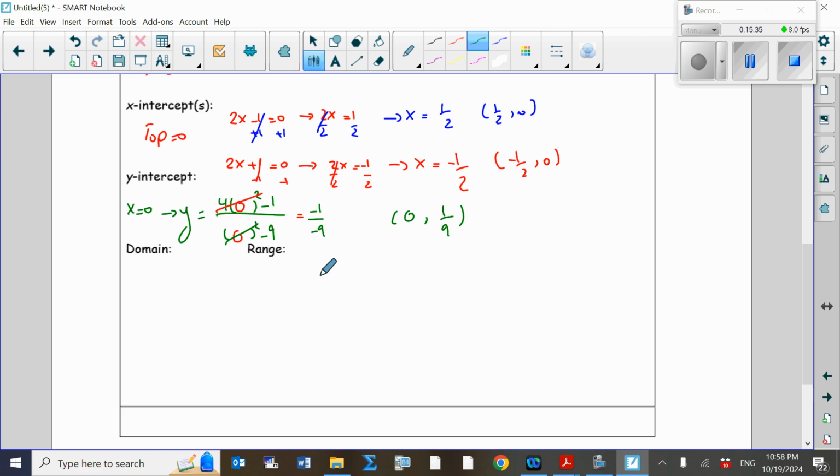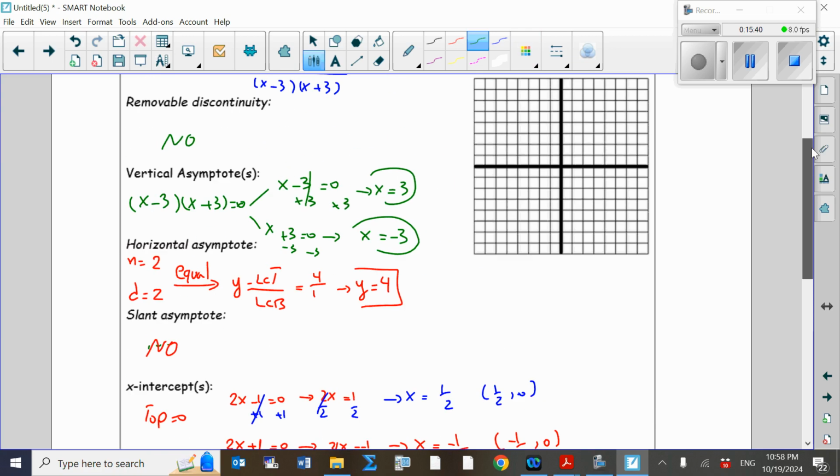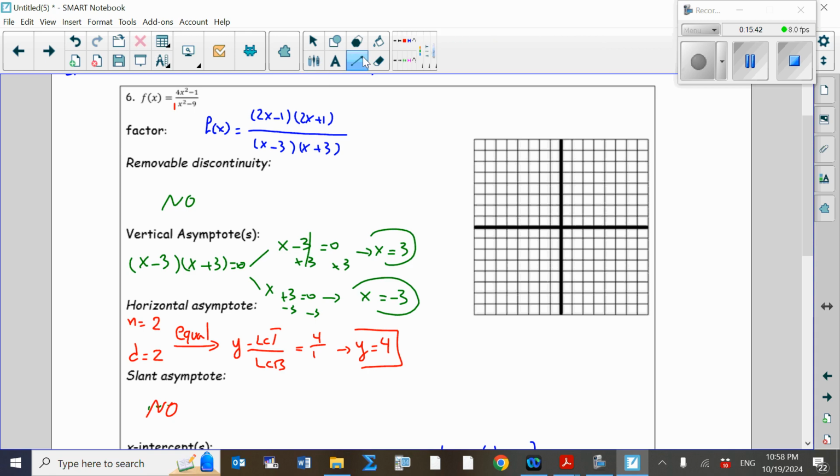Okay, so we're going to graph the function and then we find the domain and range. We have vertical asymptote at 3. So there's one here, and there's another one at -3 here. Okay. There is a horizontal asymptote at 4. 1, 2, 3, 4 here. This is our horizontal asymptote.